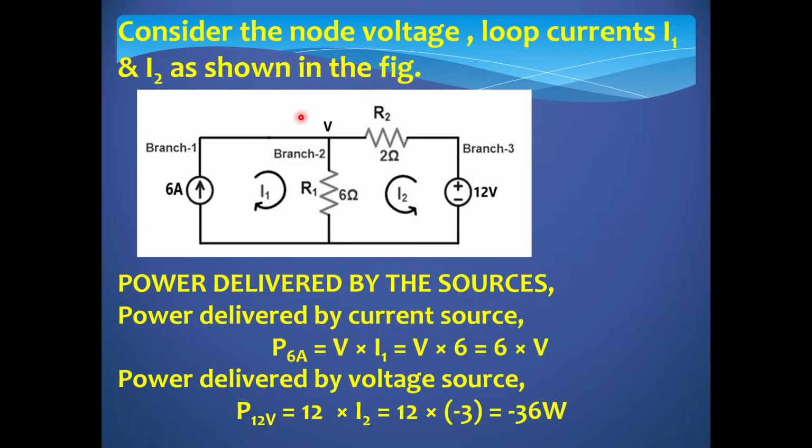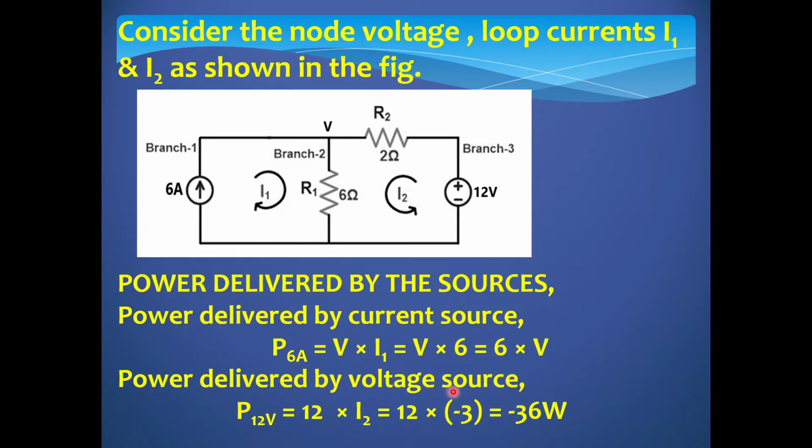So what is the power delivered by the current source? V, node voltage V into I1. I1 is nothing but the source current, 6 amperes. I have written the notation I1, but I might have written IS, even source current is IS. I1 or IS, both are the same. So V into 6, current is 6. So 6 into V or V into 6, both are the same.